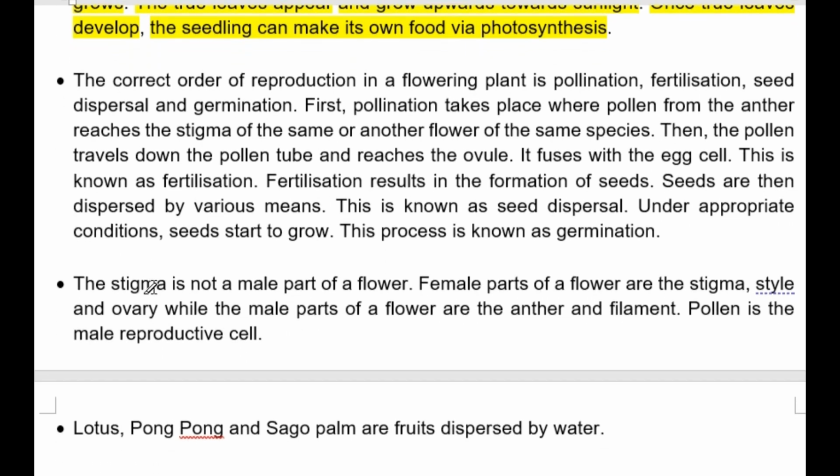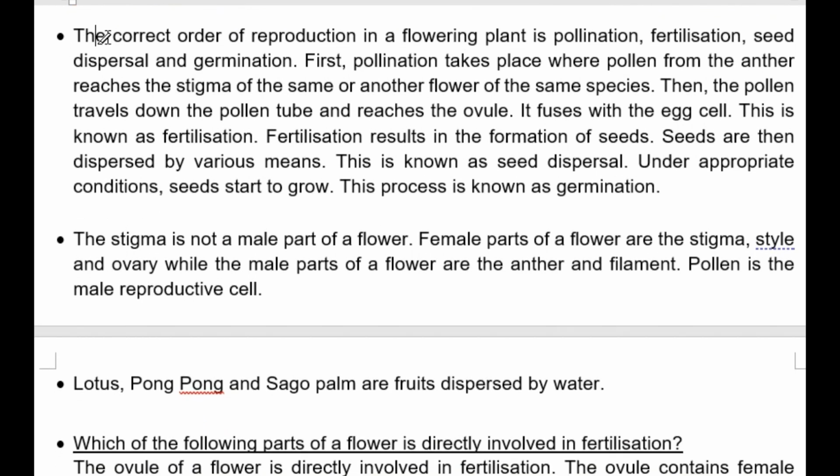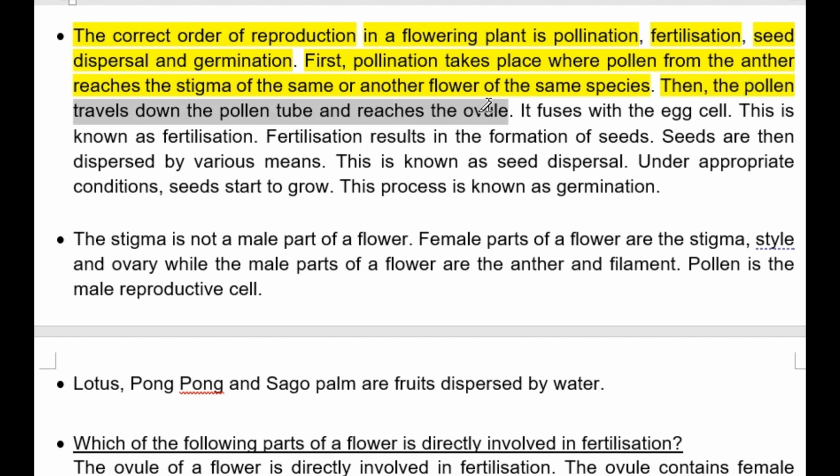The correct order of reproduction in a flowering plant is pollination, fertilization, seed dispersal, and germination. First, pollination takes place where pollen from the anther reaches the stigma of the same or another flower of the same species. Then, the pollen travels down the pollen tube and reaches the ovule. It fuses with the egg cell. This is known as fertilization.